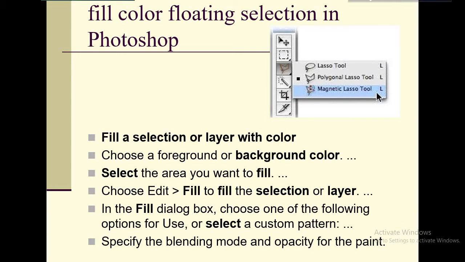Well, we can fill color in a floating selection in Photoshop, and for this purpose you need to fill a selection or layer with color. We can also change the background color and go to the fill option. And where can you find the fill option? Going to the edit menu, then go to fill, then selection or layer.